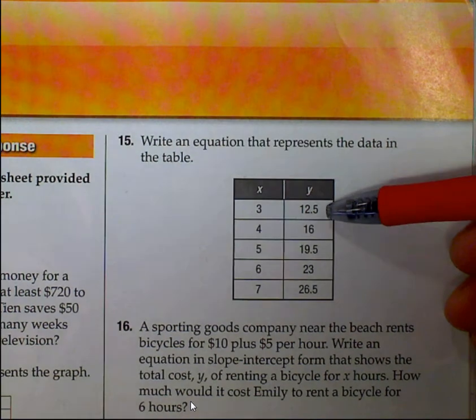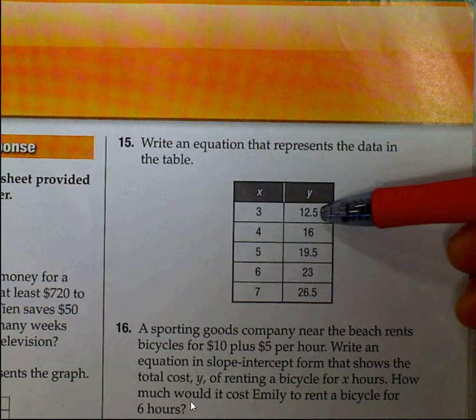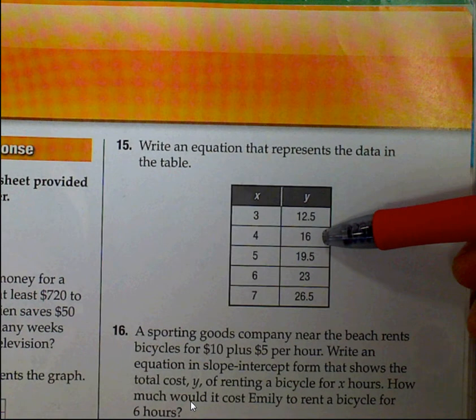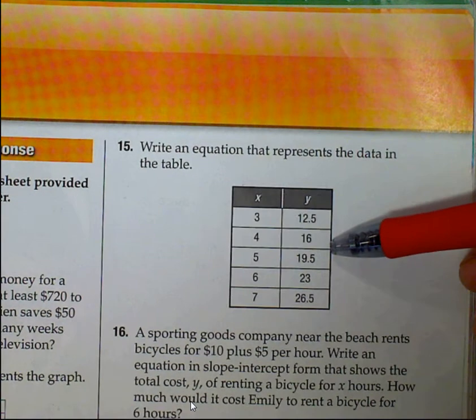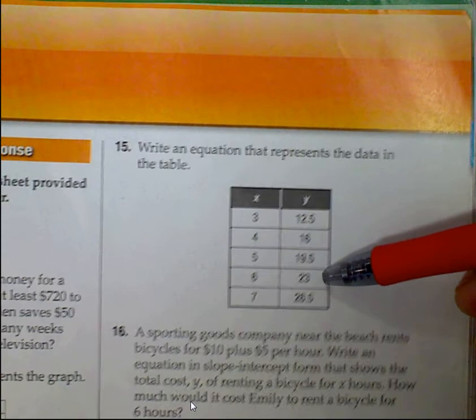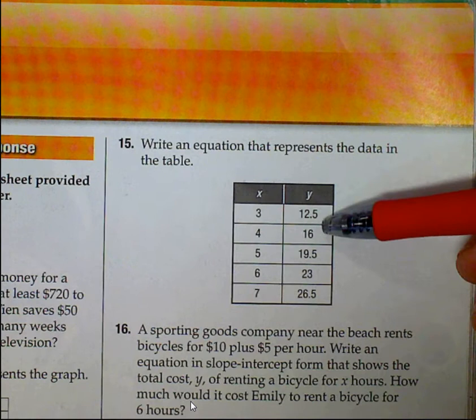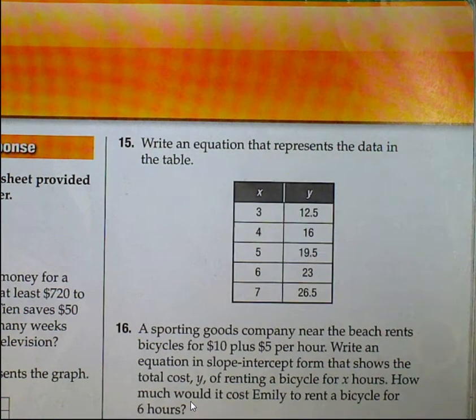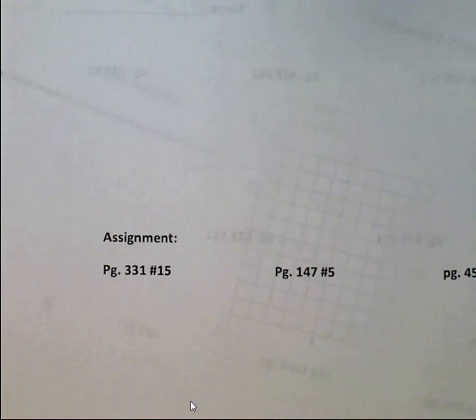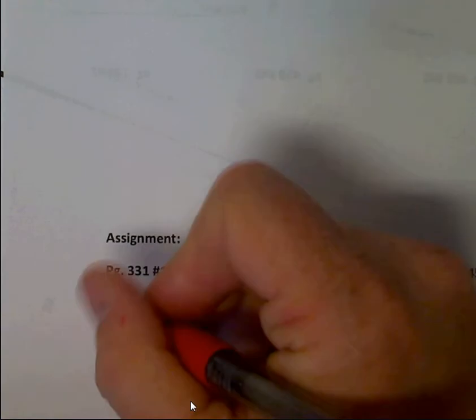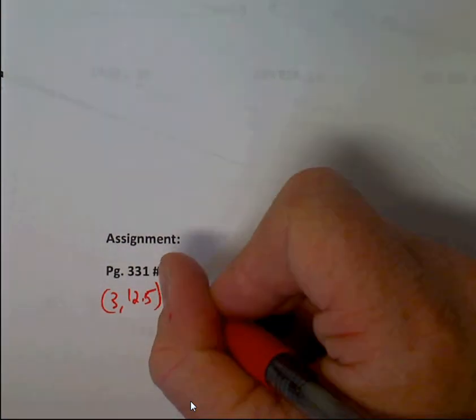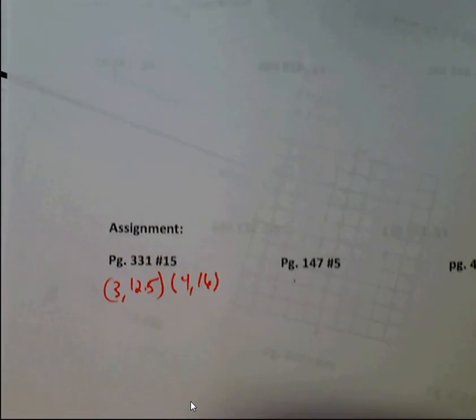So if I look at this, from 12.5 to 16, I added 3.5. Let's see if it works. Plus 3.5, plus 3.5, plus 3.5. So I know that this is going to create a line. So I'm going to go ahead and choose 2 points, and then I'm going to find the equation of my line. So 3, 12.5, here's my first point, and 4, 16.